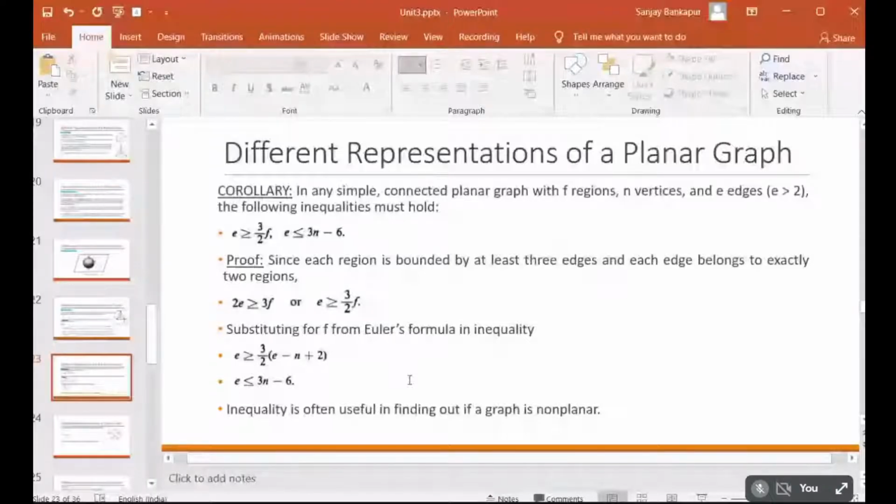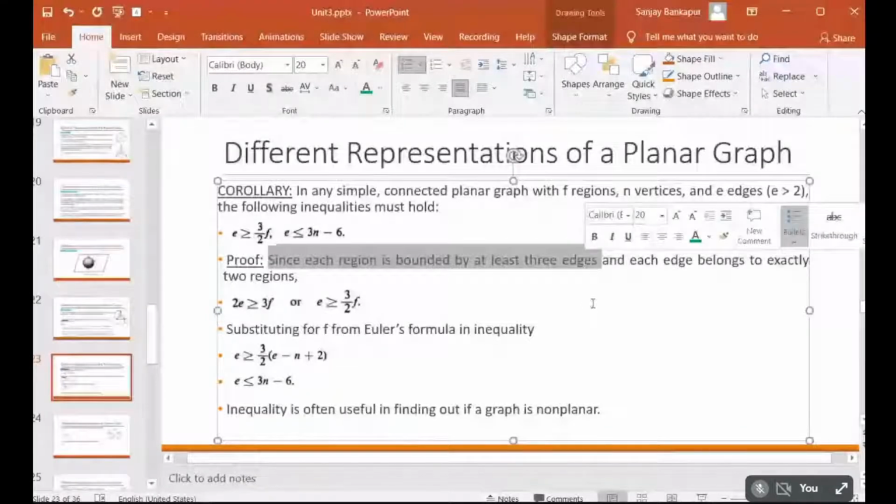Proof: since each region is bounded by at least 3 edges. Why did I go for 3 edges here? Why not just one edge? I will repeat that. Since each region is bounded by at least 3 edges. Why am I making this statement? Can someone tell? At the start of the previous theorem, I started with a single self loop. How many regions will be there? The answer was 2, one inside and one exterior. Now I say each region is bounded by at least 3 edges. I'm contradicting here, right? Does anyone have an answer to that?